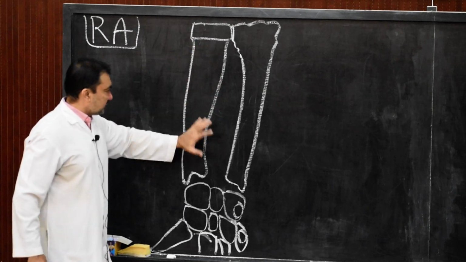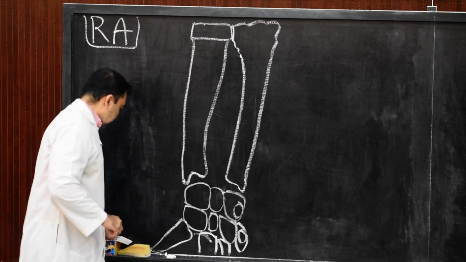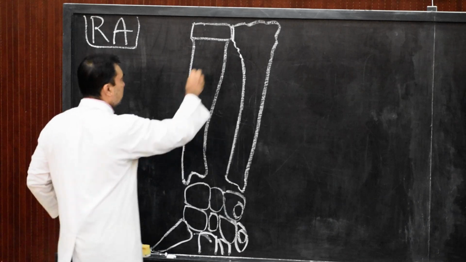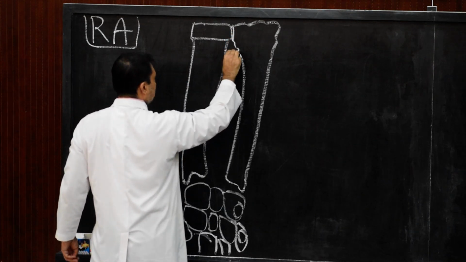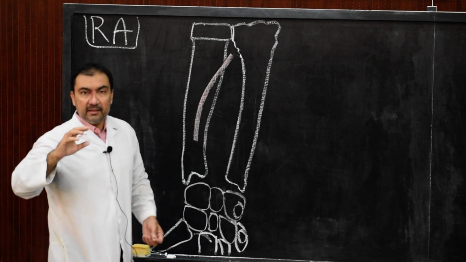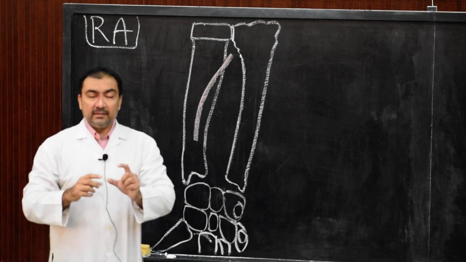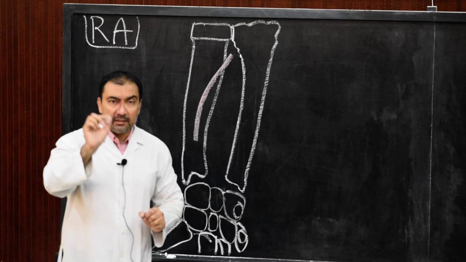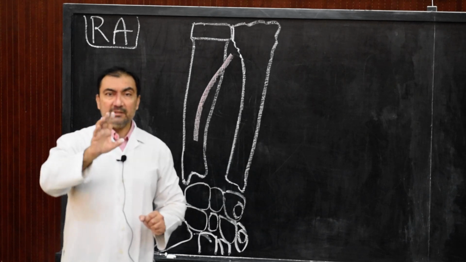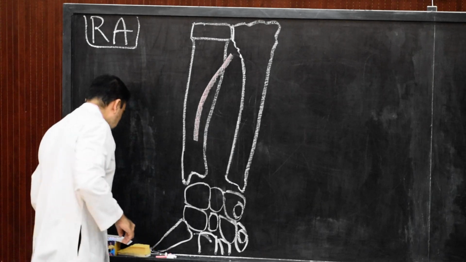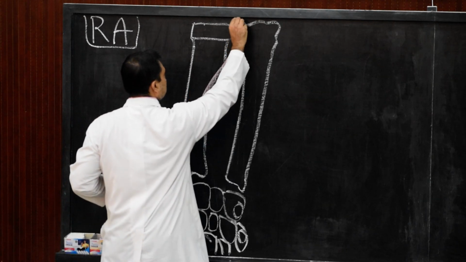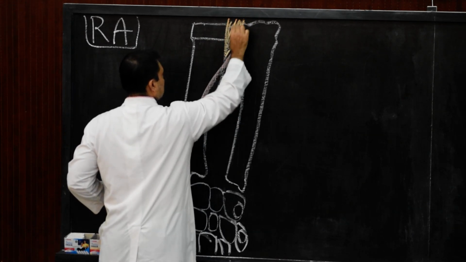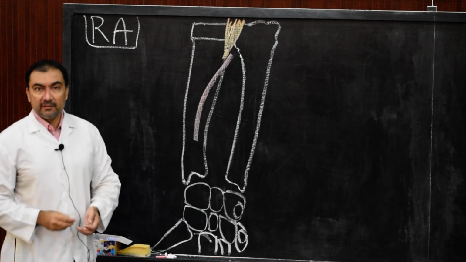Now we are interested in the front of the radius and ulna. Radial artery will begin 1 centimeter below the bend of the elbow, and exactly it will be beginning at the tendon of biceps, the insertion of the tendon of the biceps. So the tendon of the biceps will be lying lateral to the radial artery, and here we can show the insertion of the tendon of biceps. This will be the tendon of biceps muscle, on the radial tuberosity.